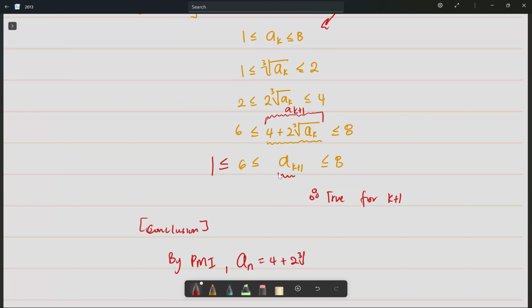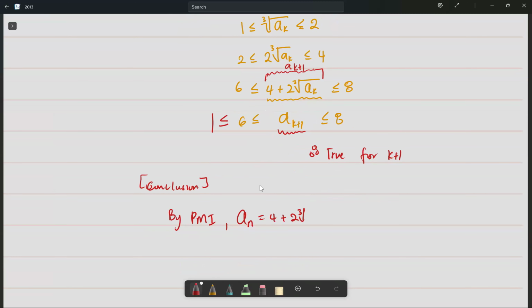So this middle section is a k plus 1. And so a k plus 1 is between 6 and 8. We know that 6 and 8 is already between 1 and 8. So that means it's also true. So then we need to find the right conclusion. What's important is, even if you don't get the answer here, so imagine this part didn't work out for you, it's very important that you say by PMI, regardless, have the conclusion.